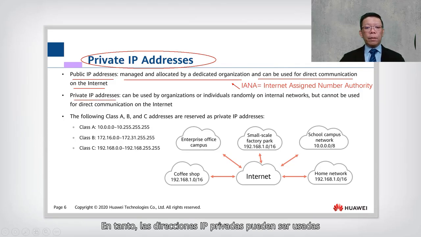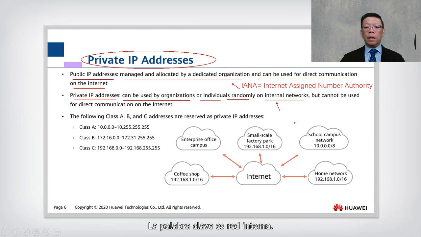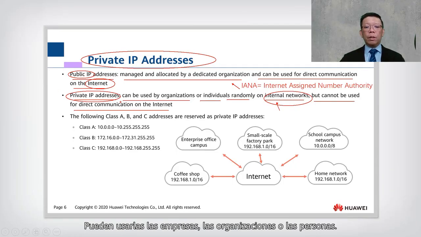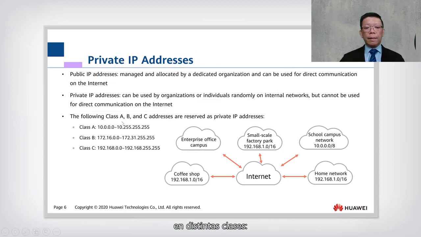Whereas private IP addresses can be used by an organization or individual randomly on an internal network. The keyword here is internal network, but they cannot be used for direct communication on the internet. So remember, for you to go to the internet, you need to use a public IP. If you want to use it for an internal network, then you can use a private IP address. You can use it as a company, organization, or individual. Here we have different types: Class A, Class B, and Class C of private IP addresses.